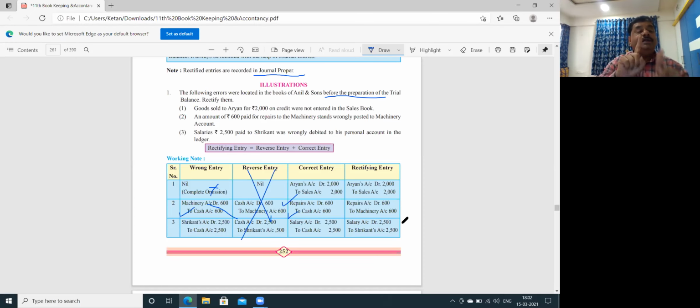Now here, debit and credit, they are working like a plus and minus sign in mathematics. Machinery has been wrongly debited, so credit it, and automatically its debit will go.